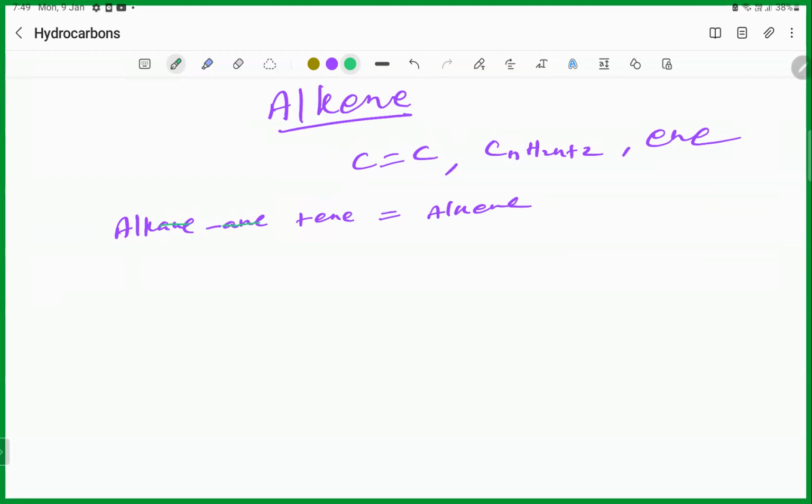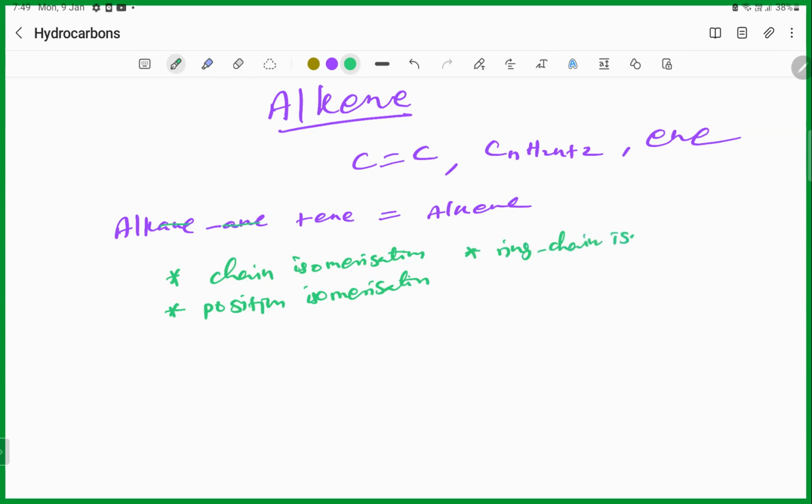Alkenes show isomerization: chain isomerization, position isomerization, ring-chain isomerism, and then geometrical isomerism.